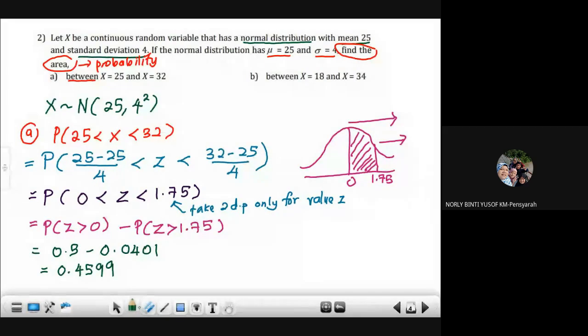Okay, so that is how you understand it. When you first learn the normal distribution, you write out the probability of Z greater than 1.75 so that you understand, and you get the value of the probability. So that is your value for the area. That means the probability between 25 and 32. That is for A. Then we go for B, the same question.